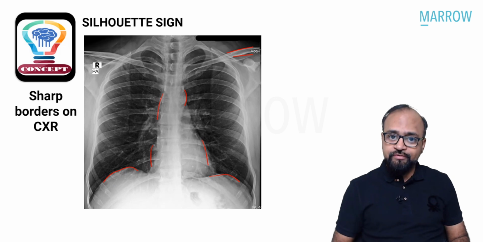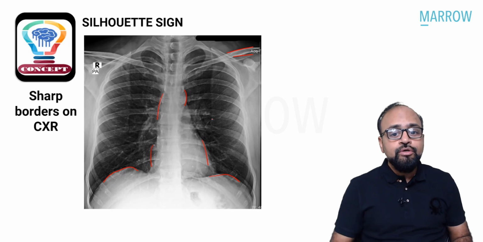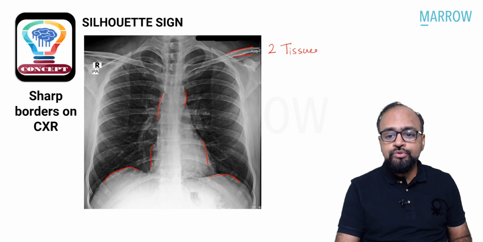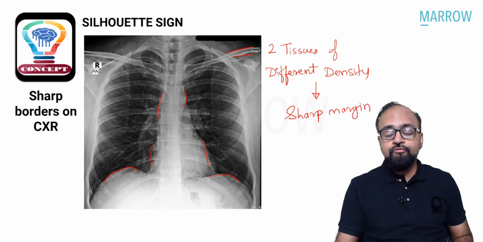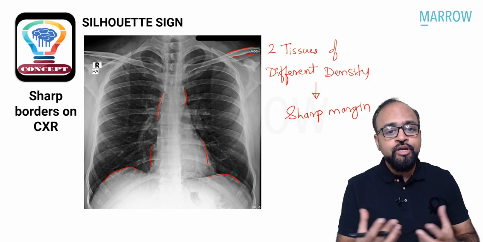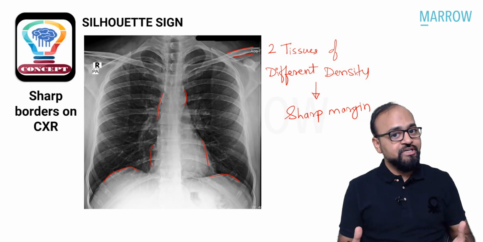Based on differential radiographic density theory, what it states is that whenever there are two tissues of different radiographic density, then in between those tissues we can identify a sharp margin. When do we see a sharp margin on a radiograph? Whenever there are two tissues of different radiographic density that lie immediately adjacent to each other.